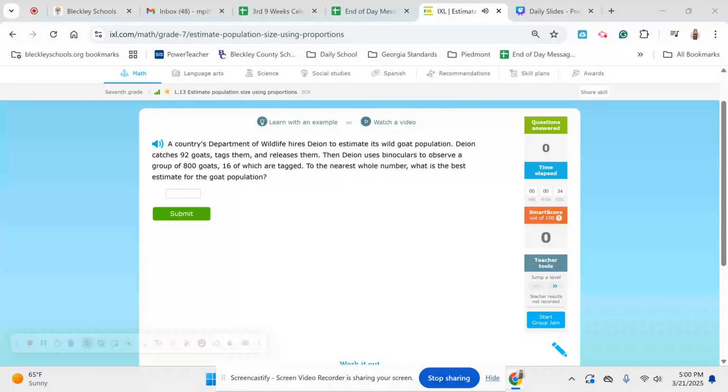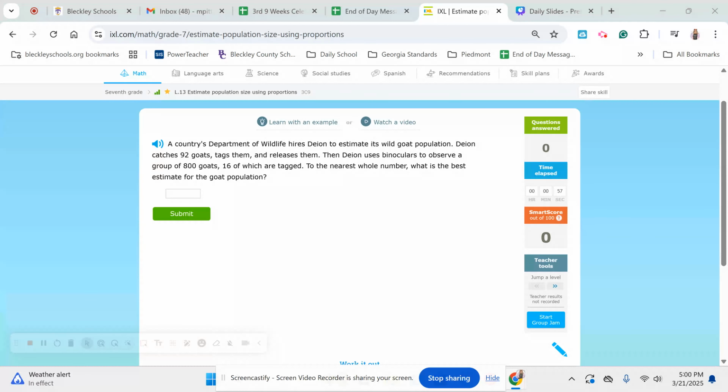Alright guys, so some of you already started this, but I wanted to do a quick little video on how you can successfully do L13. It's very similar to the ratio boxes that we've been setting up, but here we have this example right here. It says, a country's Department of Wildlife hires Dion to estimate its wild goat population.